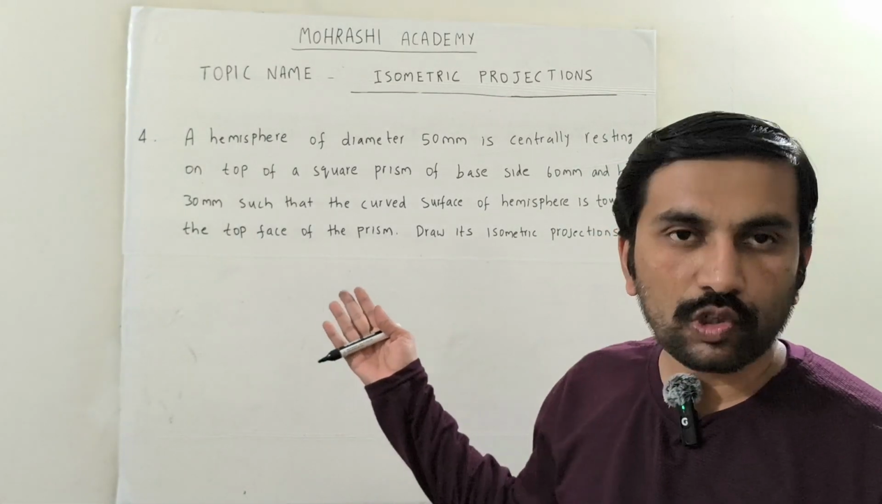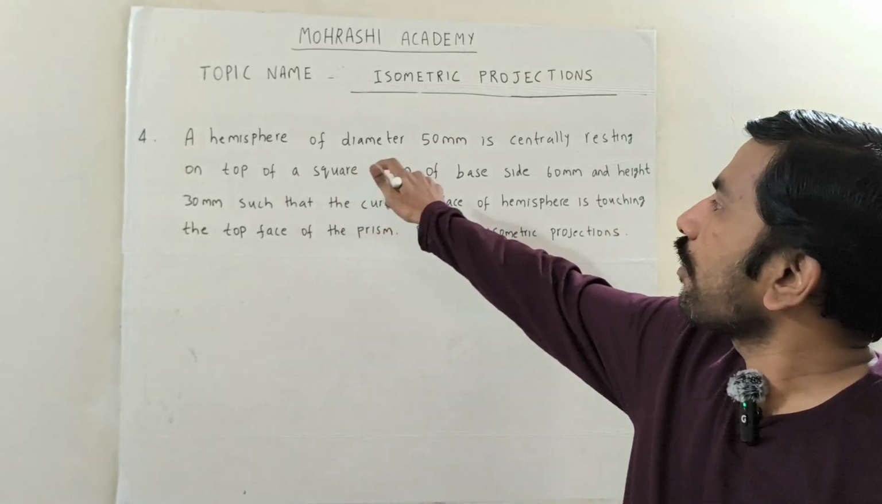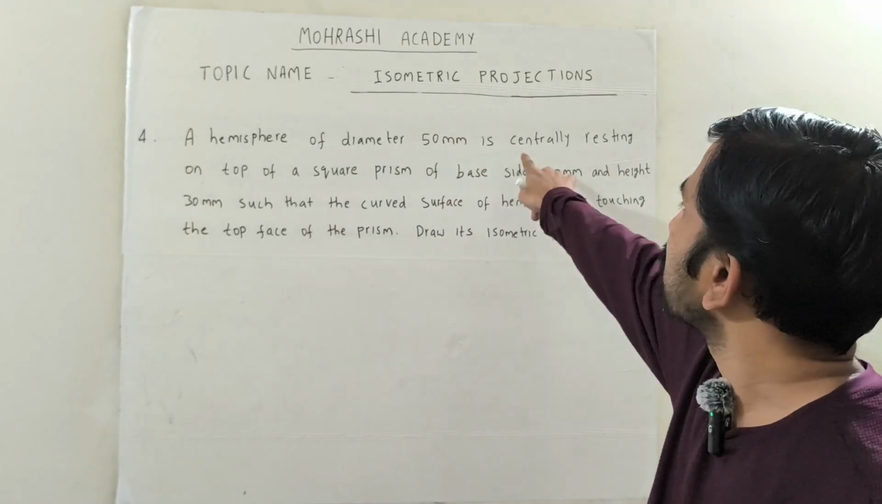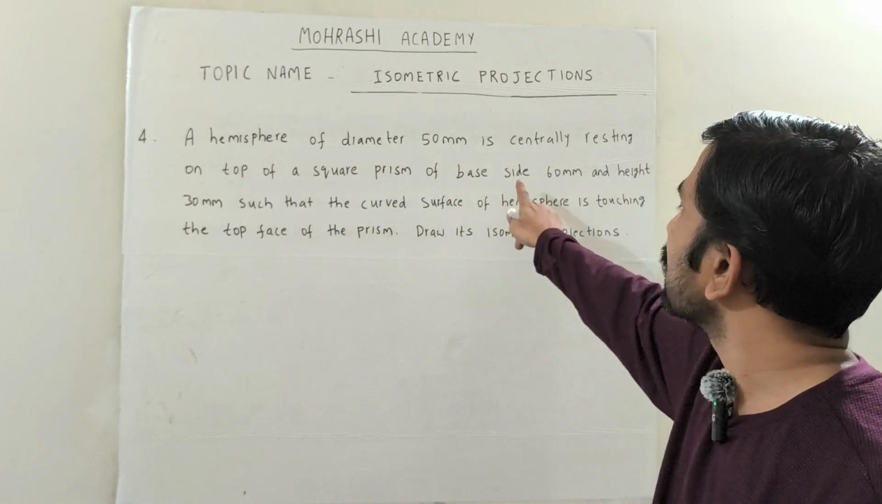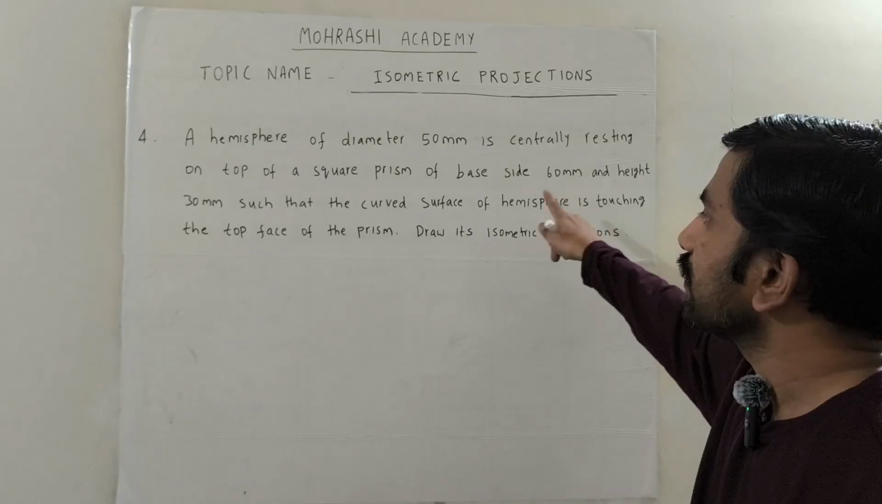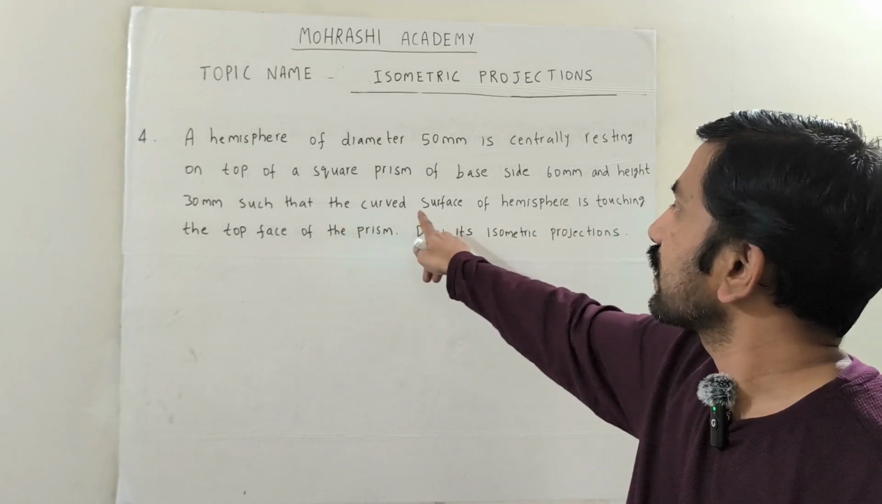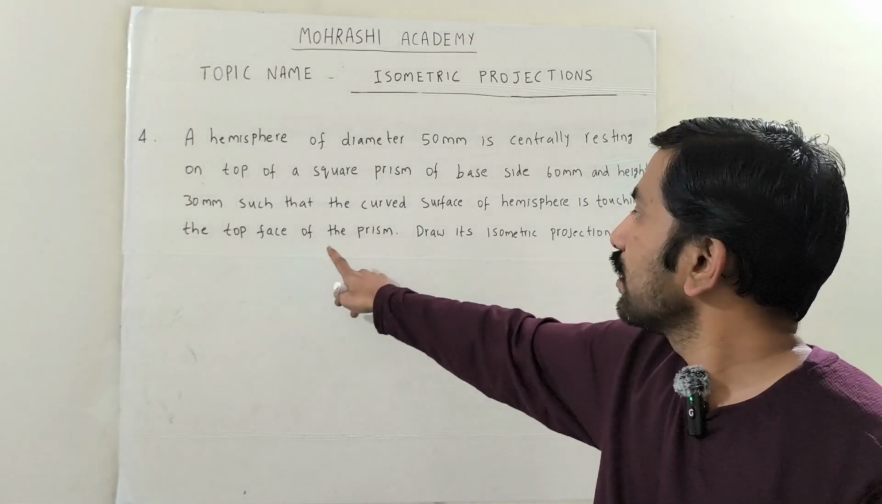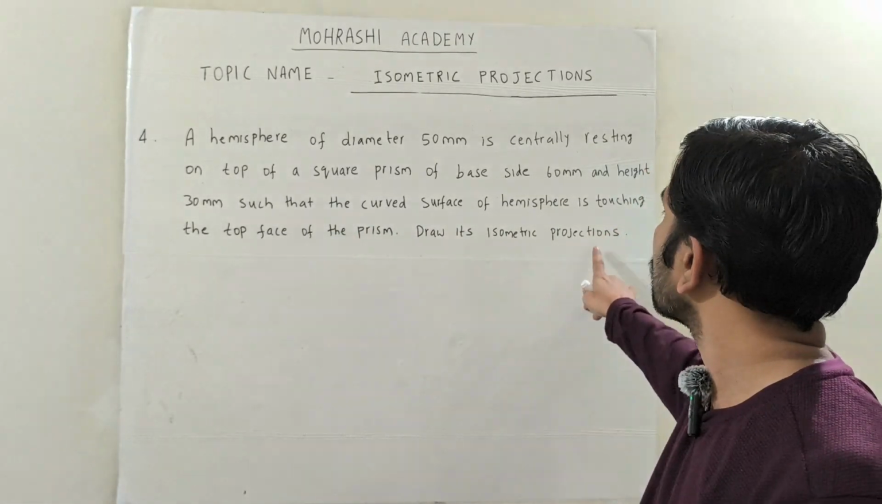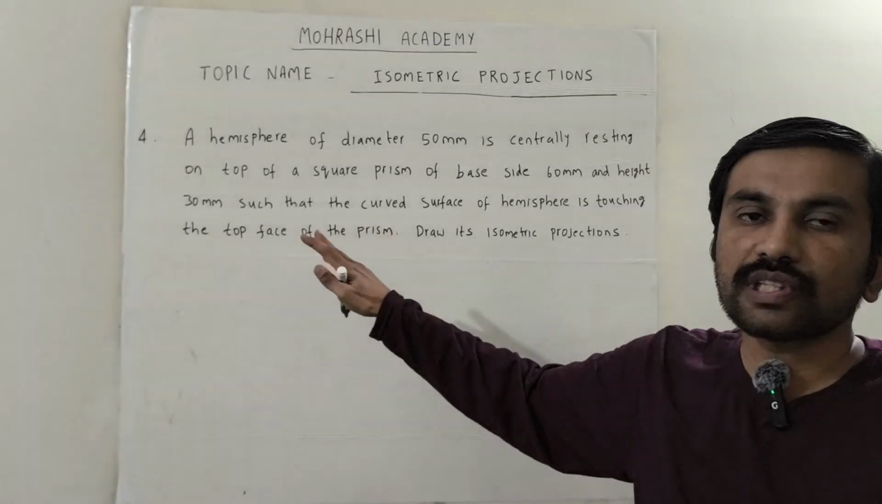Let's start with the fourth problem. A hemisphere of diameter 50 mm is centrally resting on top of a square prism of base side 60 mm and height 30 mm such that the curved surface of hemisphere is touching the top face of the prism. Draw its isometric projection. See here, there are two solids.